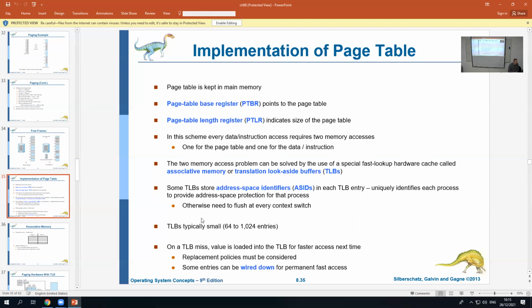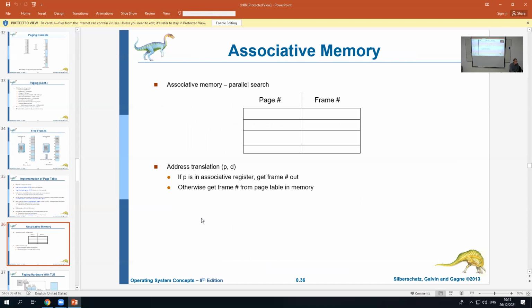I'm going over this quickly because you all know this, I hope. Anyway, some entries can be wired down for permanent fast access. What is wired down? You don't have to know that, but it just means that it's hardwired. Somehow that memory is always good, like a certain place will always go to a certain entry in the table. That defeats the whole purpose of replacement policy. I don't know what that is. Not important.